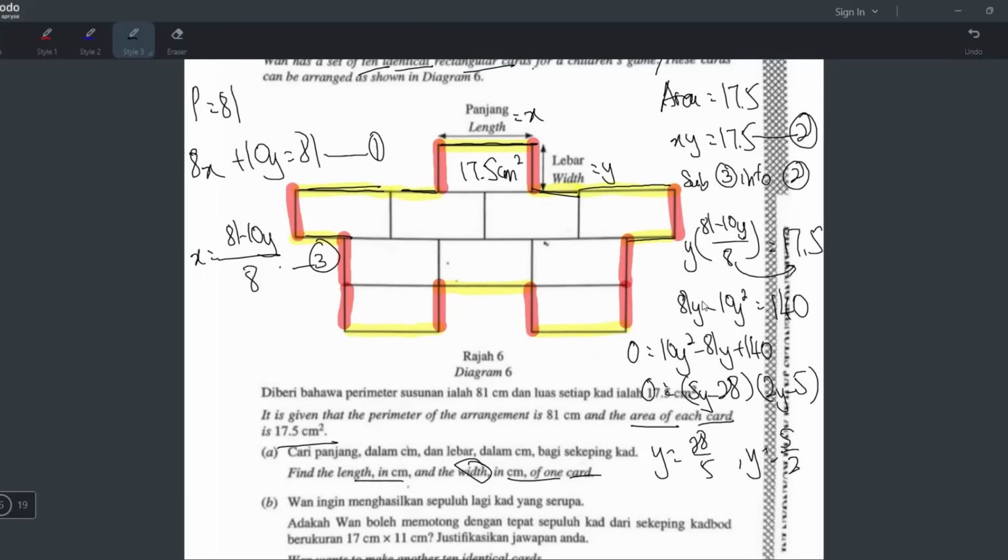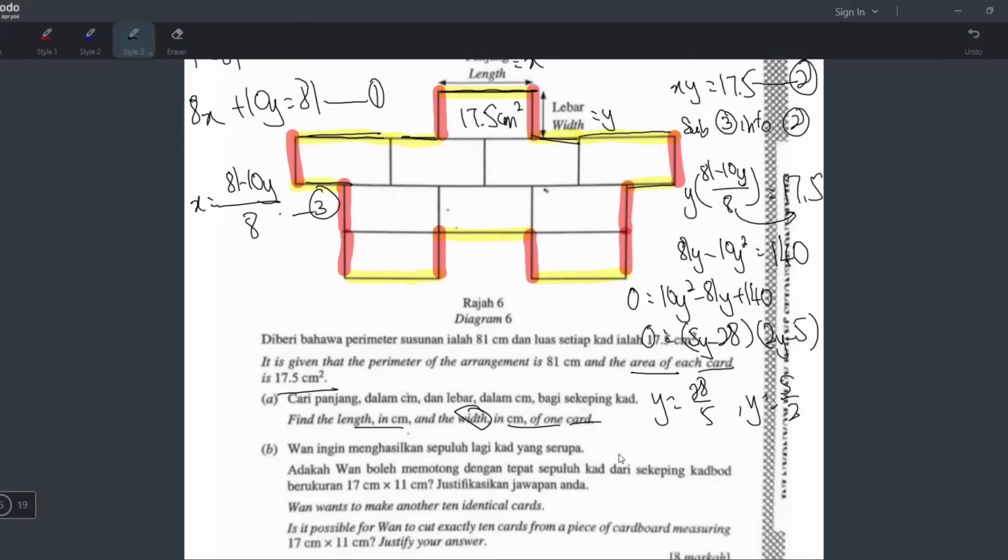Alright, there are two answers, but it can't be two answers, right? The y is the width, so I think the width can only have one answer. So which one should I reject? Okay, if one is positive and one is negative, then I confirm reject the negative, because there is no negative cm, right? But both are positive, so I don't know which one to reject. But it's okay. You just keep going, just continue finding the x. I'm sure after you find the x, you will know which one to reject.